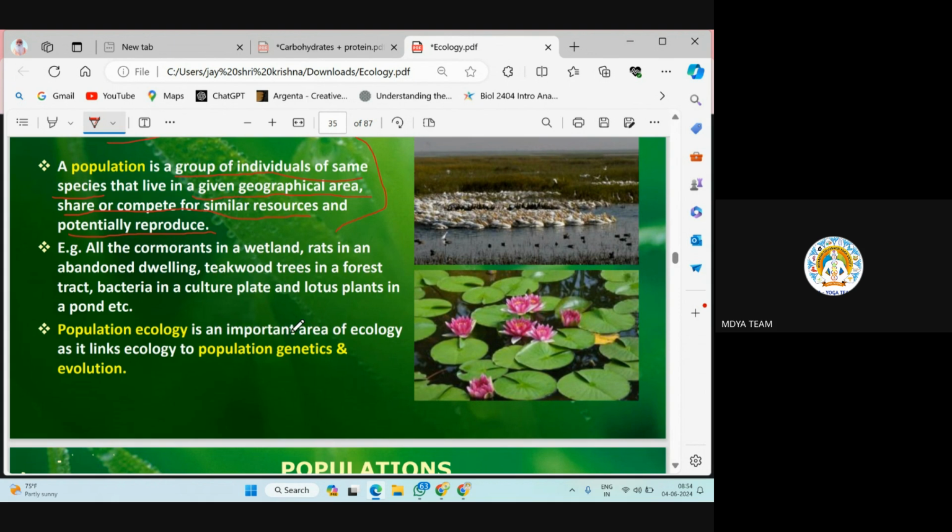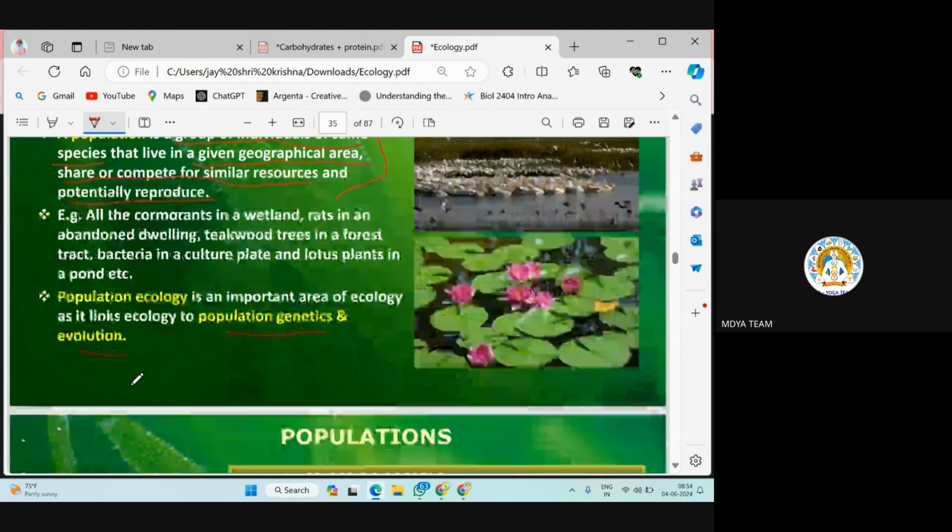Population ecology is an important area of ecology as it links ecology to population genetics and evolution. Ecology is the study of the ecosystem, in which we study the whole ecosystem. But the part of ecology in which we are only studying the population is known as population ecology.